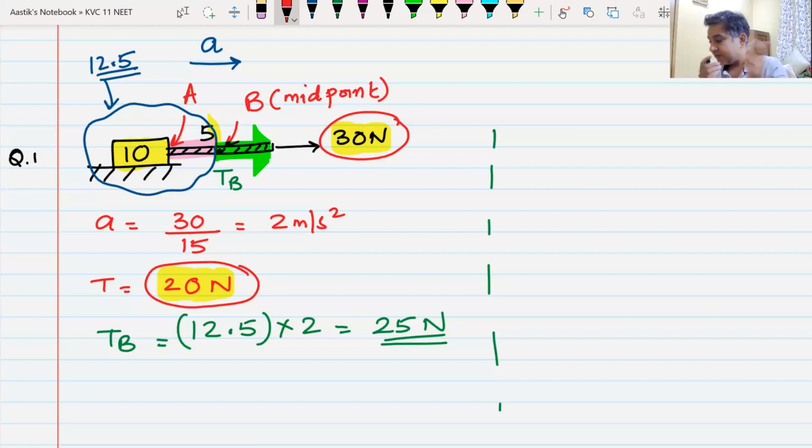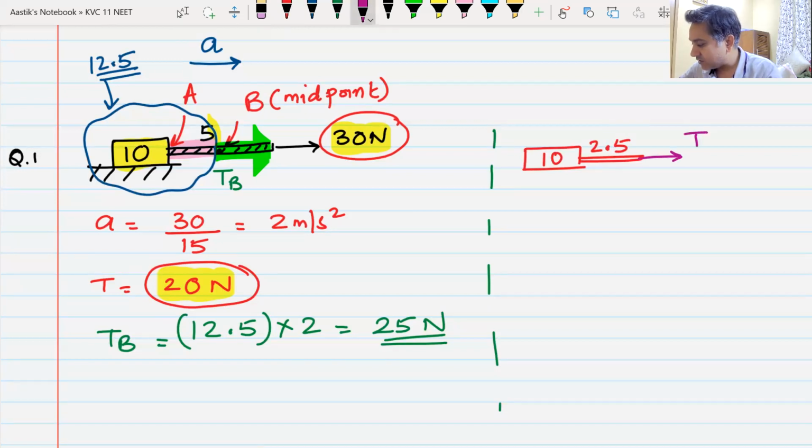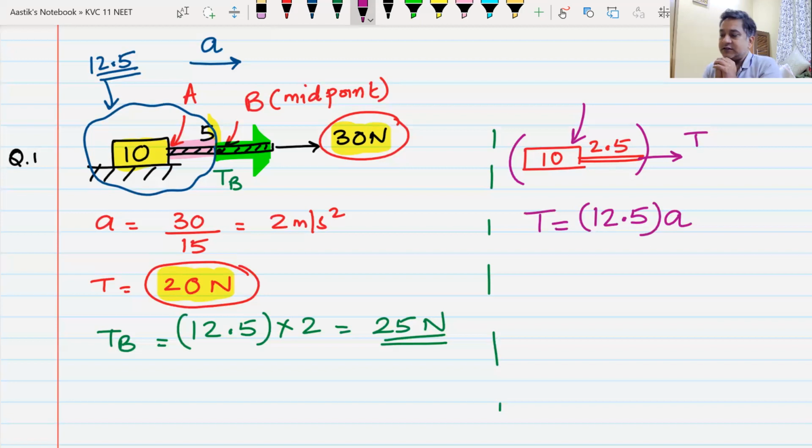If you don't understand it this way, then you can take this block and half of the string. This block is 10 kg. Half of the string is 2.5 kg. This is having the tension T. Now you can make the equation of this block. This T should be equal to total mass, 12.5, multiplied by A. You will get the answer as 25. Do we understand this? Yes or no?